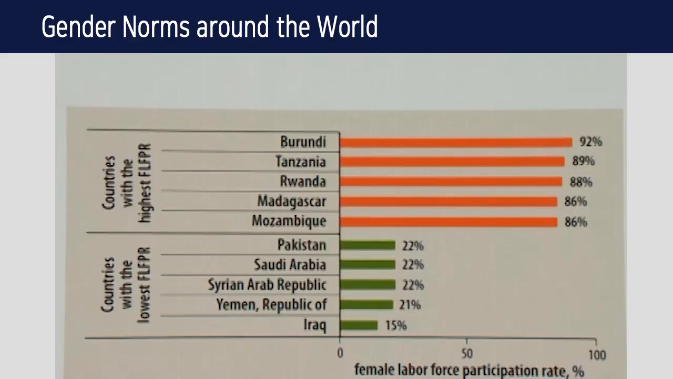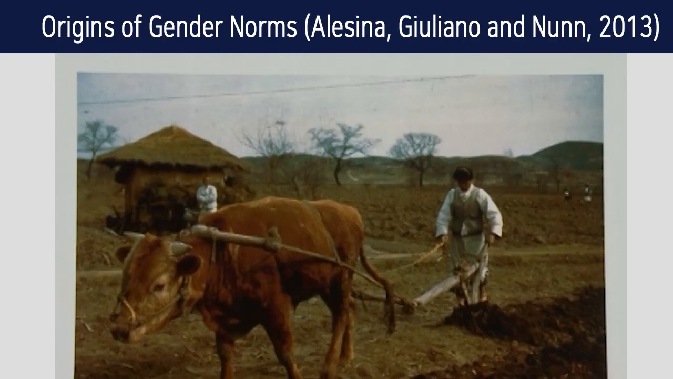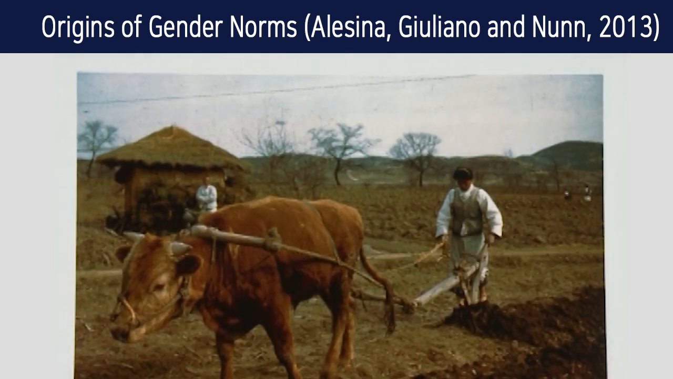So where do these differences come from? This is other research that I've undertaken, and it turns out that these differences can be explained to a large extent by what type of agriculture was practiced traditionally. Okay? There are two types of agriculture. One is intensive plow cultivation, which is this example here, where a plow is used to turn the soil, and this requires a lot of upper body strength to keep the plow in the soil and to control the animal that's pulling it, or to pull it yourself. Incidentally, this is a picture from South Korea from the 1950s.